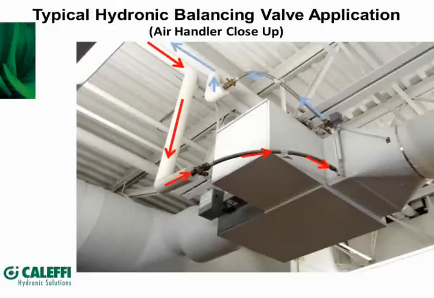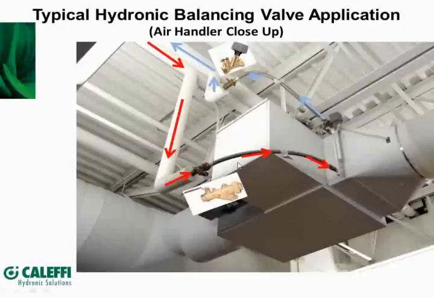So let's take a little closer look at a heating application. Here's another air handler, and looking at that, here's our air handler here. It has a coil running through it. Attached to the front side and back side of the coil is our hose coming off of our supply header and going back to our return header.